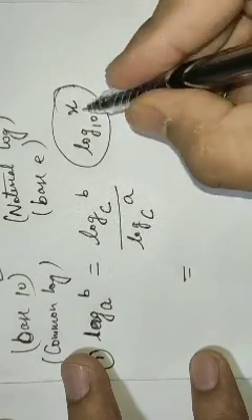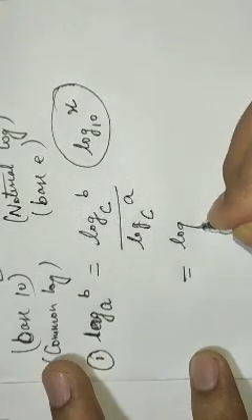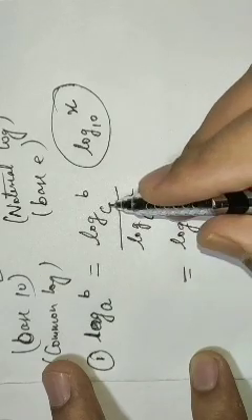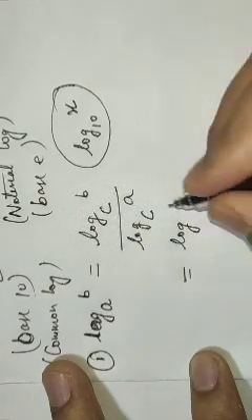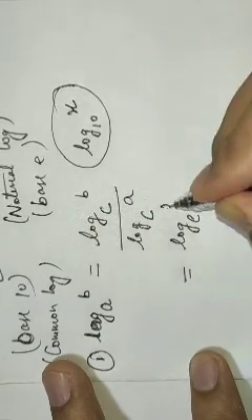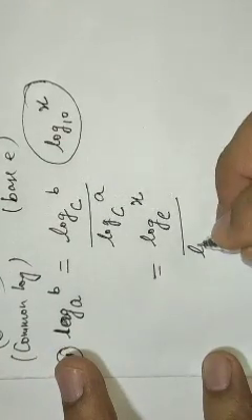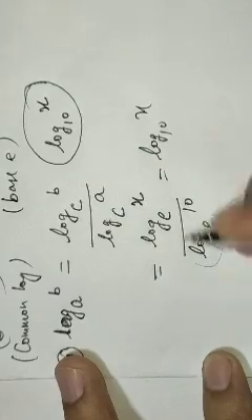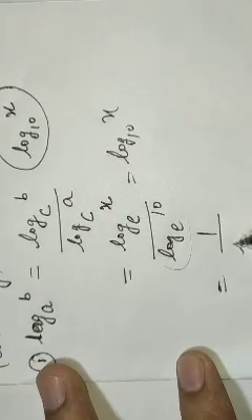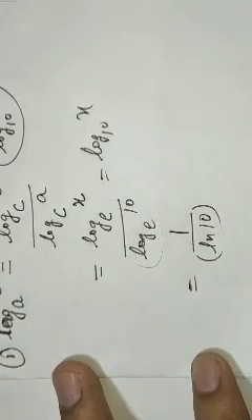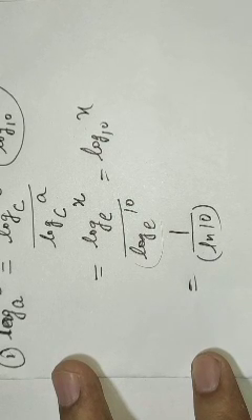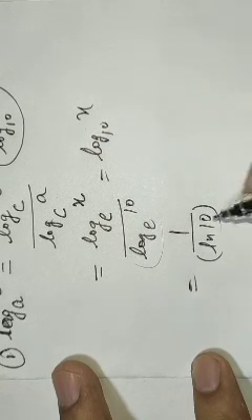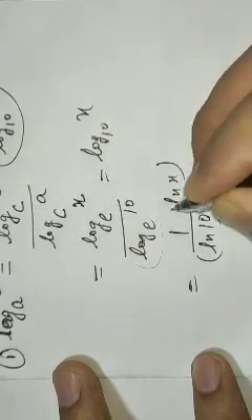So I am converting this, because C is equal to E. C will be E, so log base E of x upon log base E of 10. This is equal to log base 10 of x, and this is a constant, so 1 upon ln 10. ln means by default base E, and log, if the base is not mentioned, is by default base 10. So we can write this as ln x upon ln 10.